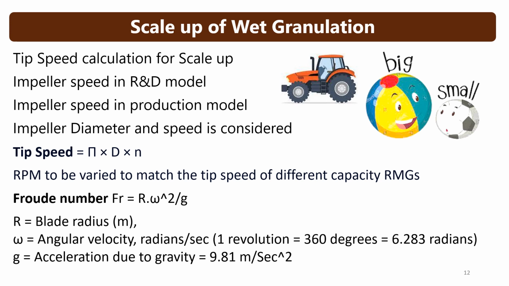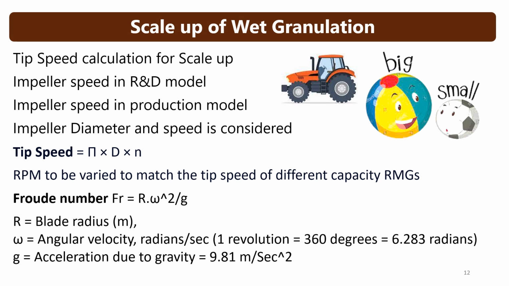Then we will see the scale up of wet granulation. Tip speed calculation is done and Froude number calculation is done. These two techniques are used for determining the impeller RPM for a big scale RMG compared to the smaller scale RMG. So tip speed is calculated, and based on that tip speed you can keep the impeller RPM. Froude number is also calculated, and based on that you can go for the scale up batch.